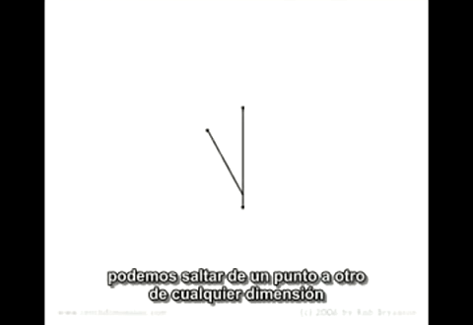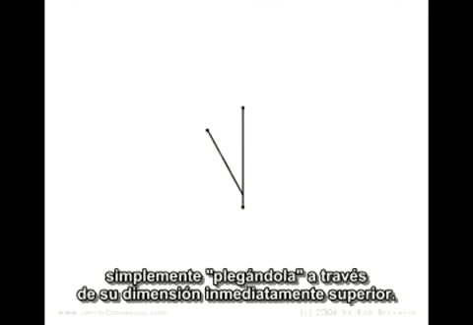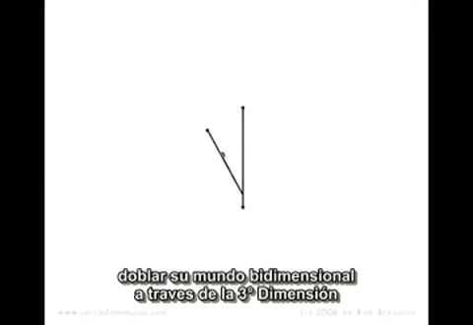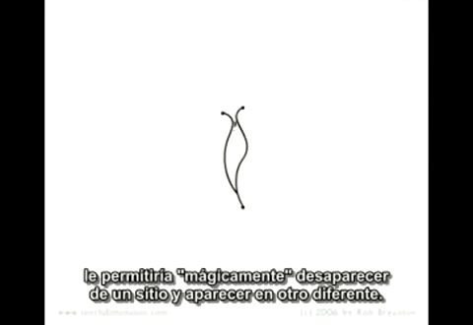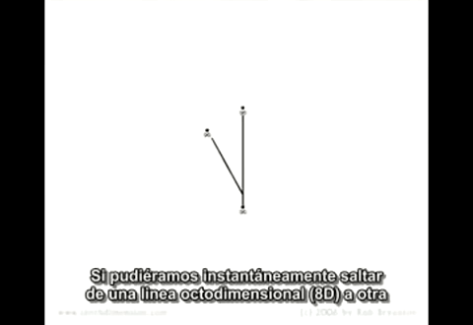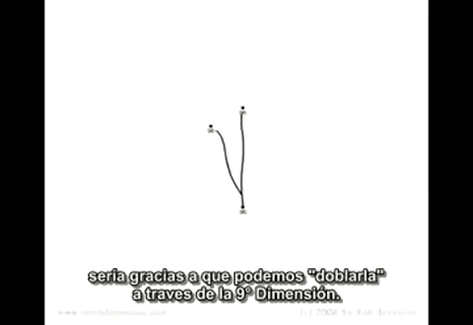As we've explored already, we can jump from one point in any dimension to another simply by folding it through the dimension above. If our ant on the newspaper were a two-dimensional flatlander, then folding his two-dimensional world through the third dimension would allow him to magically disappear from one location and appear in a different one. As we're now imagining the ninth dimension, the same rules would apply. If we were to be able to instantaneously jump from one eighth dimensional line to another, it would be because we're able to fold through the ninth dimension.